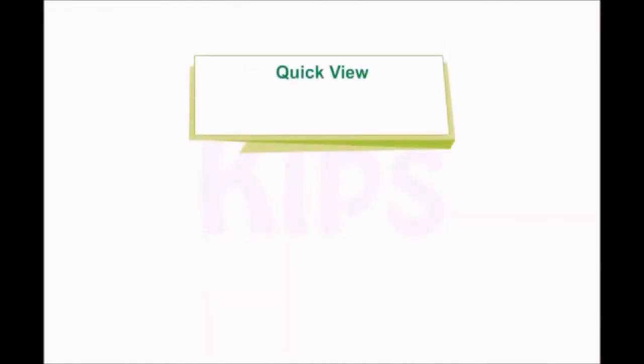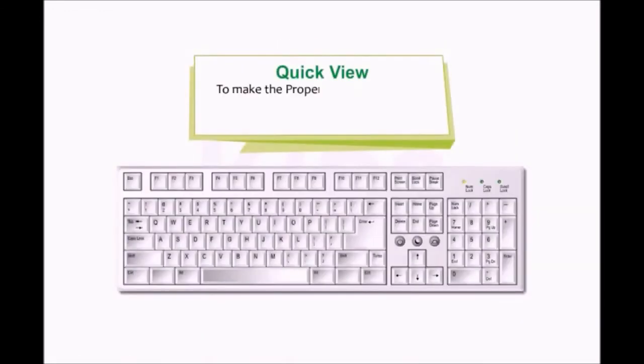Students, let's take a quick view. To make the Properties panel visible on the screen, press Ctrl plus F3 key combination.